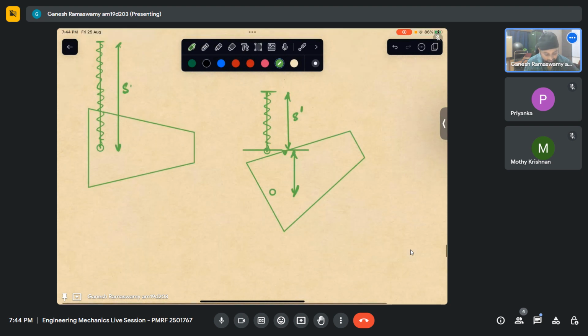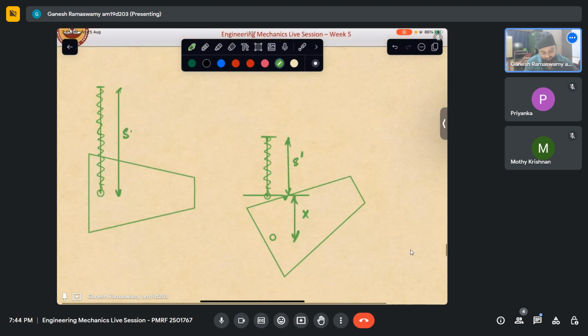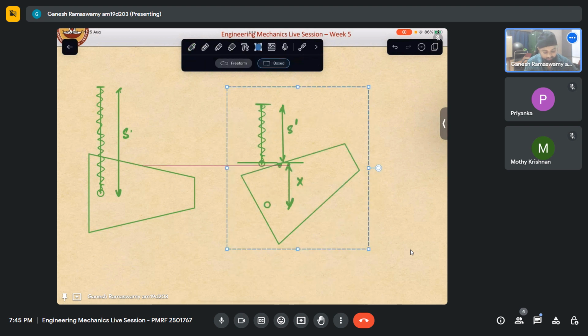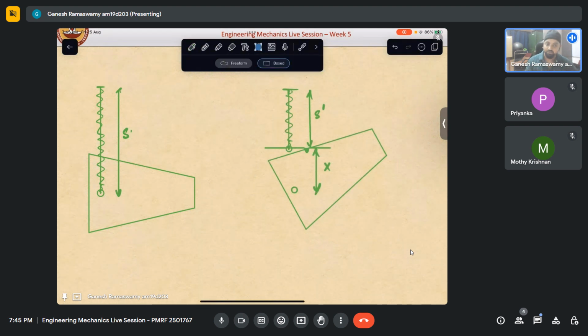Is it clear? This is the entire key aspect to the problem. Once we visualize this, everything else is very simple. So once this rotates like this, we are able to see that S dash plus X makes up S. This is the final length of the spring. This is the initial length. So it underwent a compression of X. Now can we calculate what X is, the question.